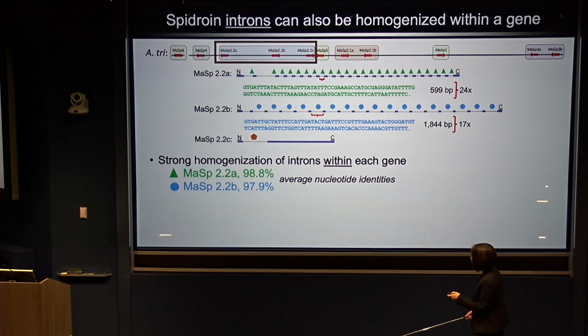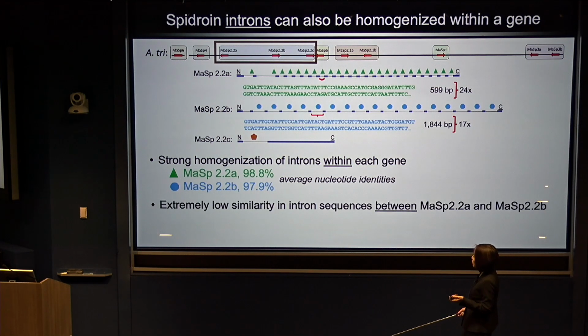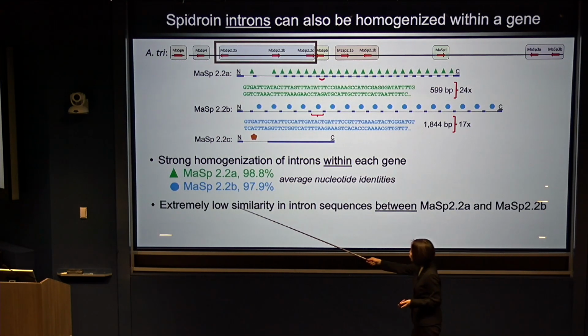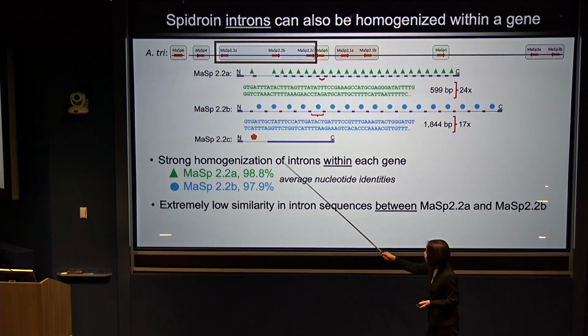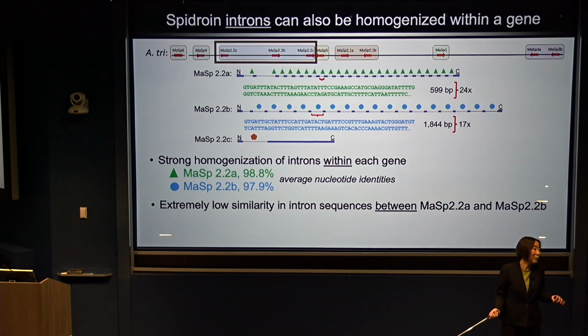So that's again just thinking about this hierarchy of repeats. But if you were to compare the blue one with the green triangle, and also with the single intron that's in 2.2c, there's extremely low similarity. You wouldn't have any reason to think they were homologous to each other.